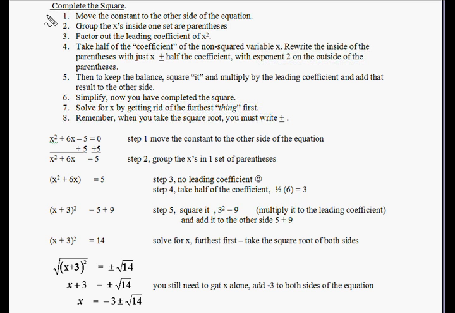To complete the square, we're going to have to follow a bunch of steps. We always start by moving the constant term to the other side of the equation. Do this mathematically correctly by adding the opposite to both sides. Then we group the x's inside one set of parentheses.